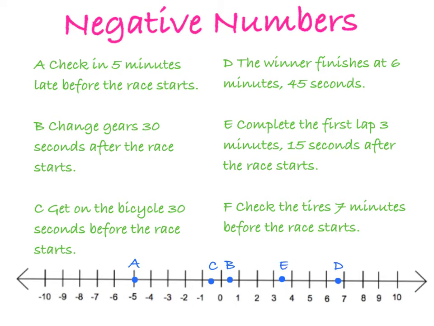Finally, letter F reads, check the tires 7 minutes before the race starts. As I stated previously, any number that happens before the race starts is a negative number. So 7 minutes before the race starts would be plotted here. This is what it looks like after all 6 of these points have been plotted on a number line. This makes it easier to compare numbers, which we will look at on the next slide.